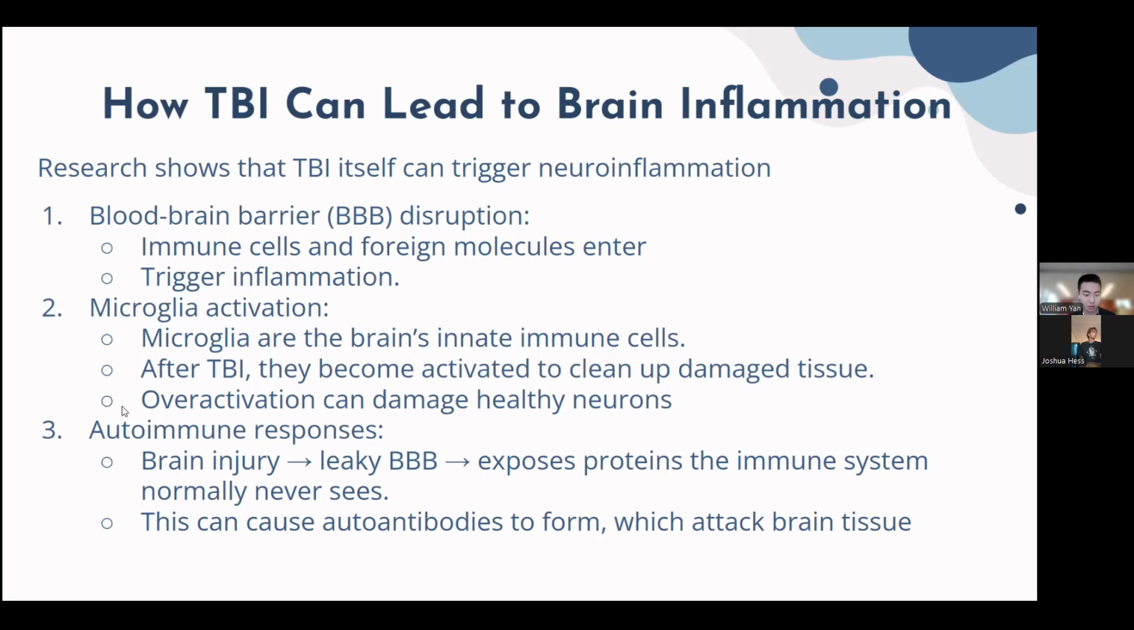That also goes hand in hand with the autoimmune response. After the brain injury, you get a leaky blood-brain barrier, and that exposes proteins in the brain that the immune system never sees. This can cause autoantibodies to form. What that means is antibodies that attack ourselves, so they attack our own brain tissues and lead to many problems.